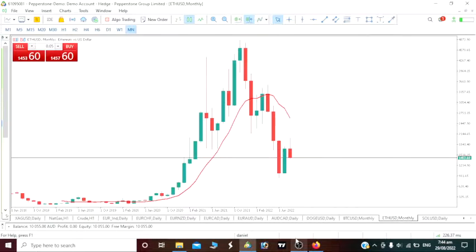So guys, we are going to be looking at our Ethereum US dollar for the week. We are going to start with our top-down analysis, which means our monthly time frame, our weekly time frame, daily time frame, and how to place our trade on our 4-hour and 1-hour time frame.